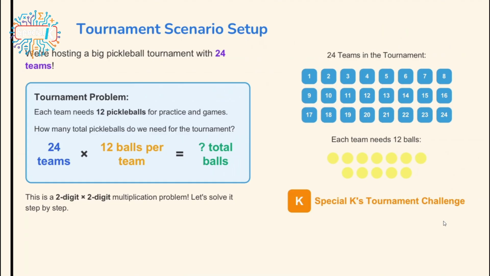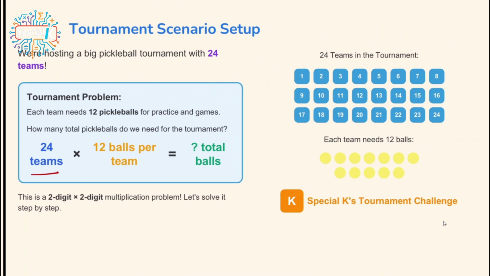But what would happen if I have 2 digits by 2 digits? Imagine that we're hosting a big pickleball tournament with 24 teams, and each team needs 12 pickleballs for practice and games. So I'm trying to find out how many pickleballs I need for my whole tournament. Remember, I have 24 teams, and for each of them I need 12 balls per team.